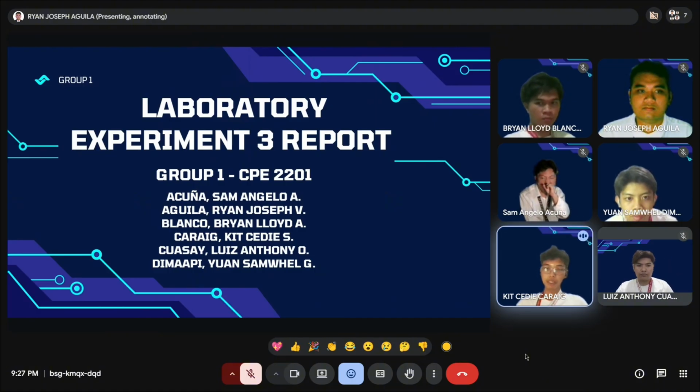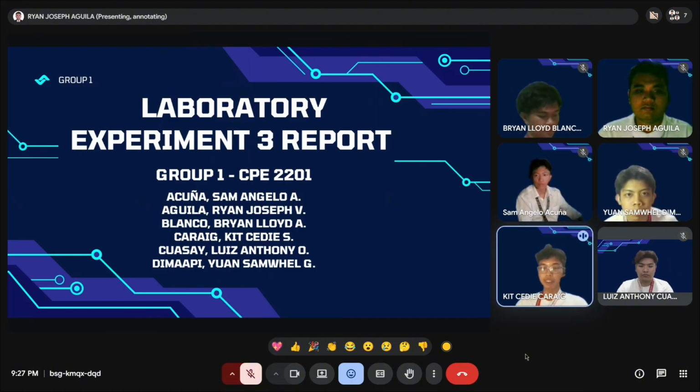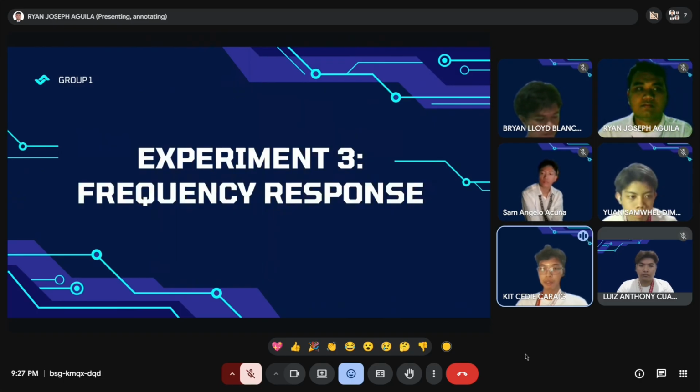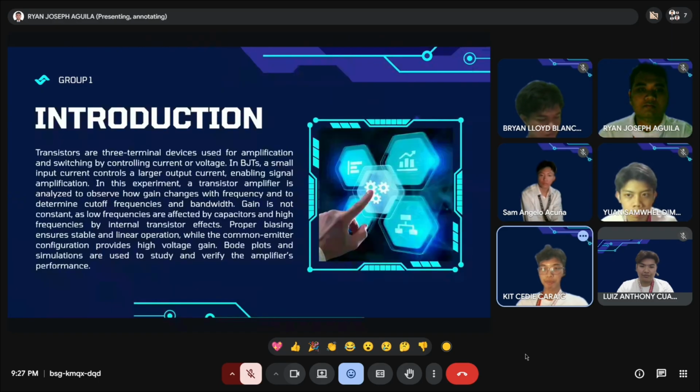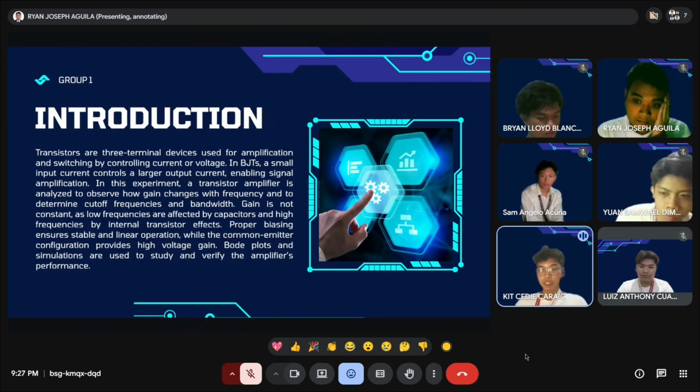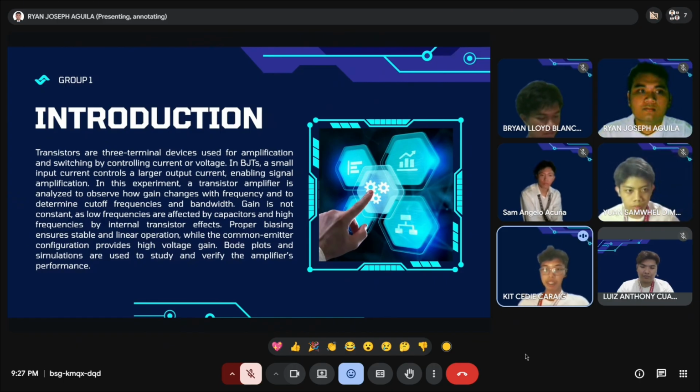So for the laboratory experiment 3, next slide please, we will discuss the frequency response. So next slide please. So for the introduction, a transistor is a three-terminal device which is used for amplification and switching by controlling current or voltage. So just like in BJTs, a small input current controls a larger output current, enabling signal amplification.